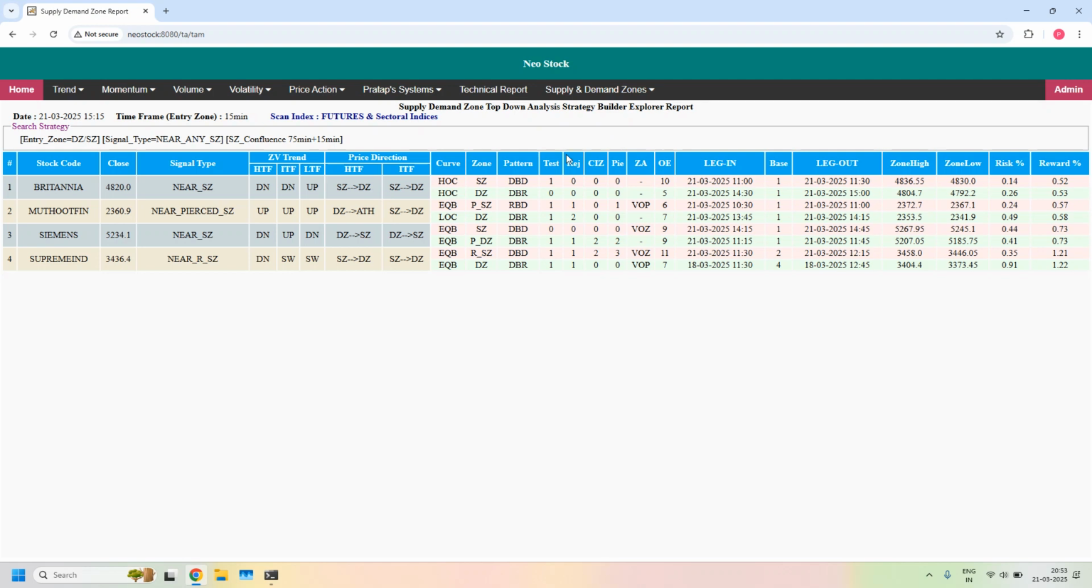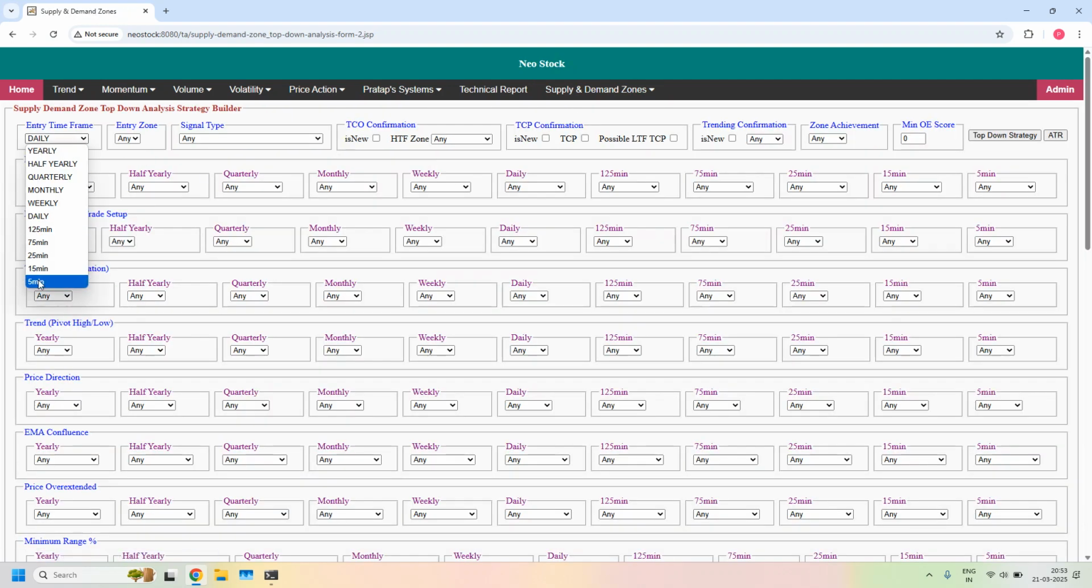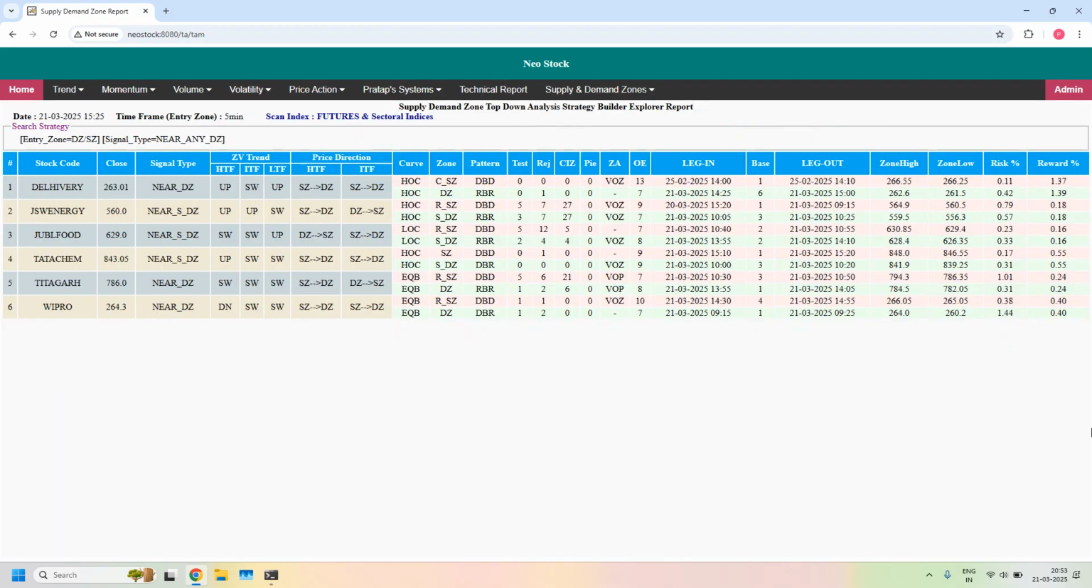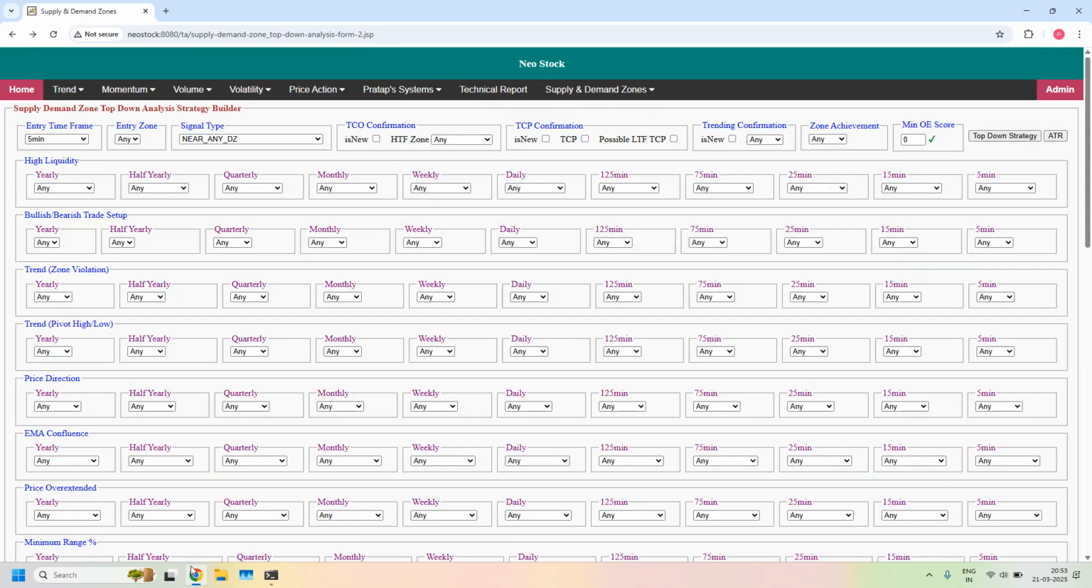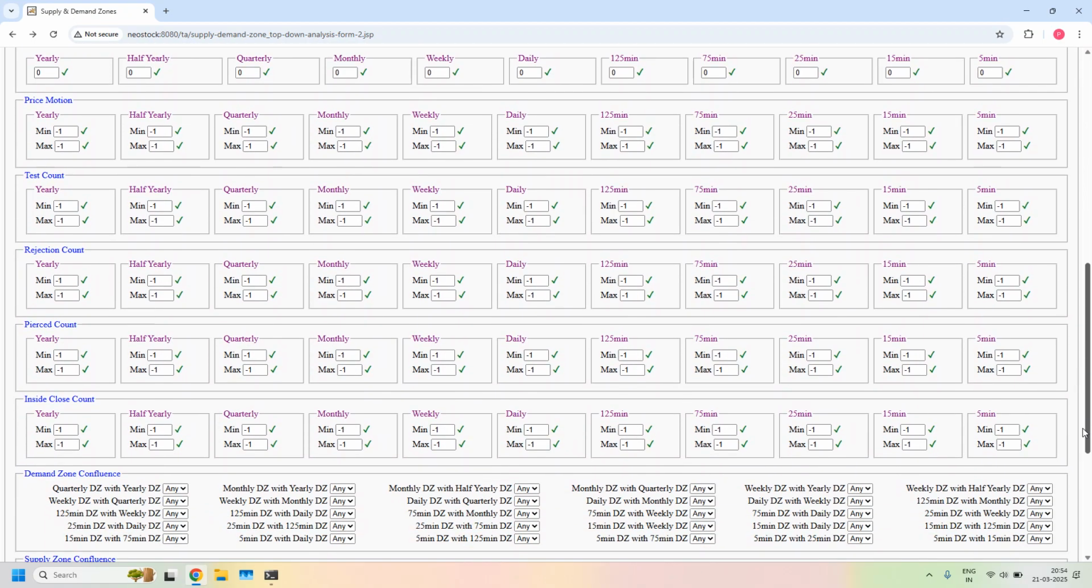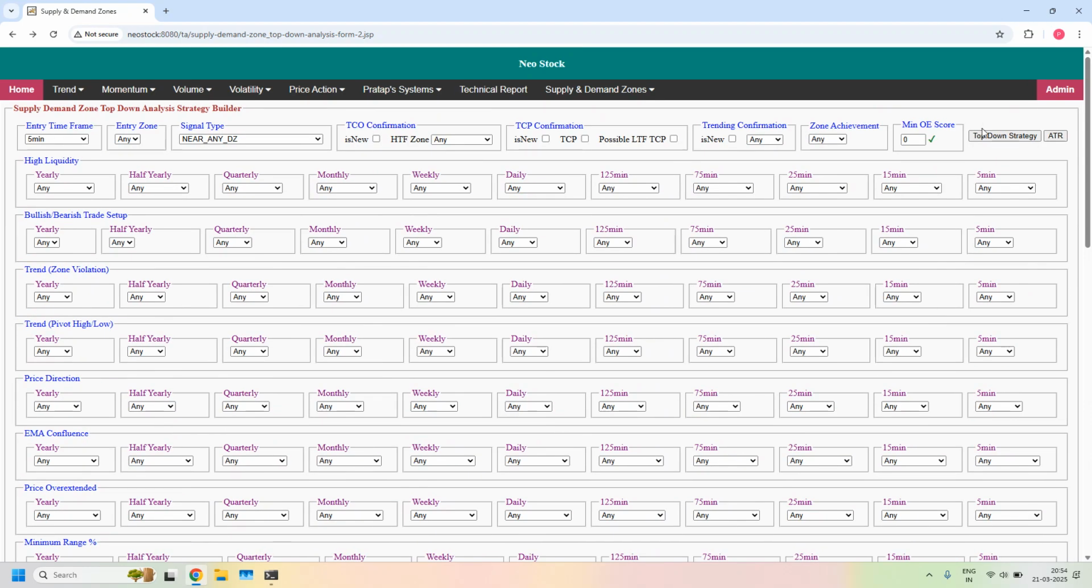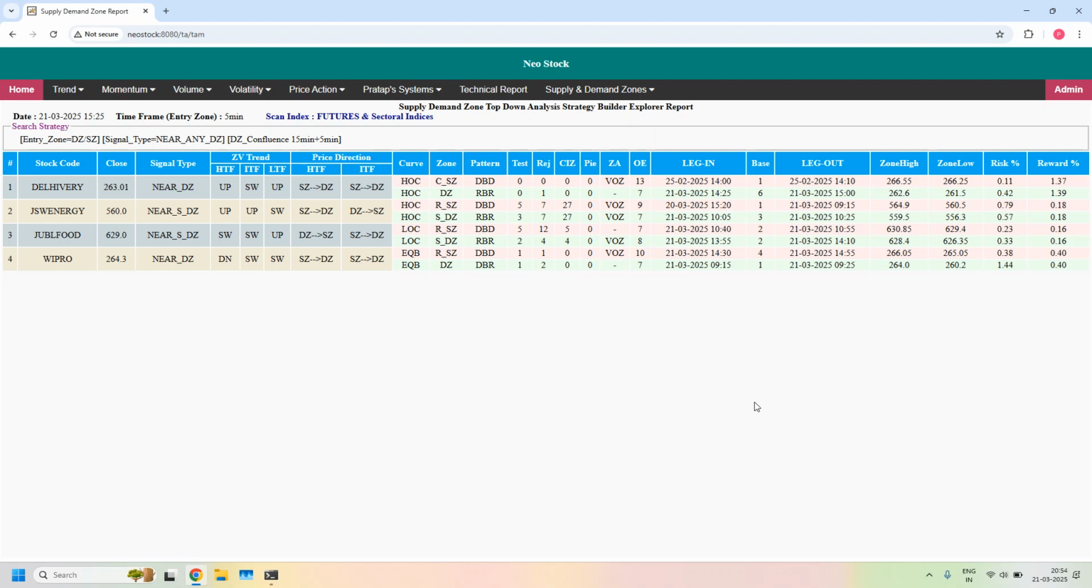Okay, next time frame is 5 minutes. Stocks near 5 minutes demand zone. We got 6 stocks. Let us verify out of these 6, how many are having ITF demand zone confluence. That is 5 minutes and 15 minutes demand zone confluence. I am enabling the filter. 4 stocks are filtered. In all these 4 stocks, these 5 minutes demand zones are overlapped with 15 minutes demand zones.